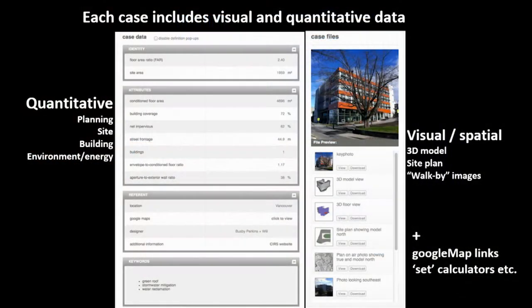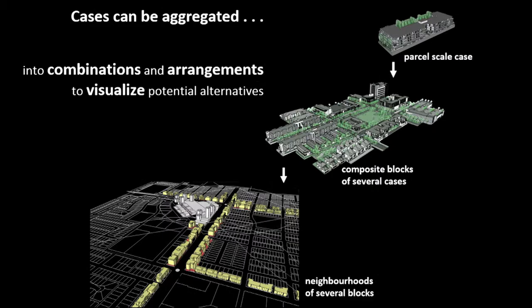So you get a combination of quantitative data about planning things, site design things, building things, environment and energy attributes. And on the right-hand side, you get visual, spatial things. There's a 3D model, there's a site plan, there's a bunch of walk-by images, and more recently we added Google Map links so you could go visit where we got the case from.